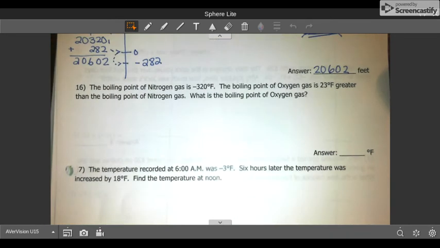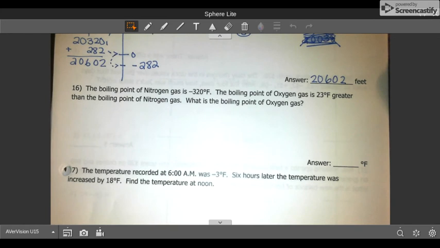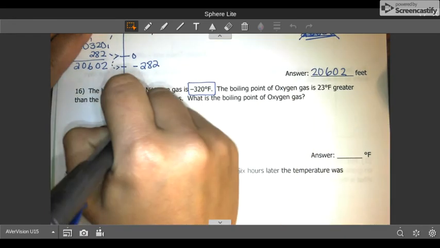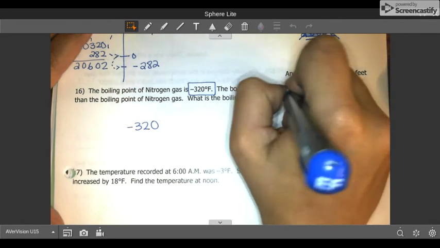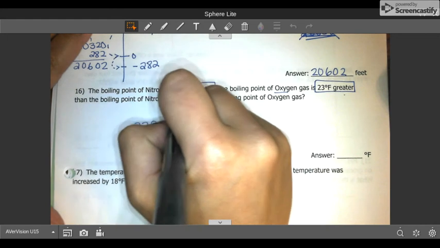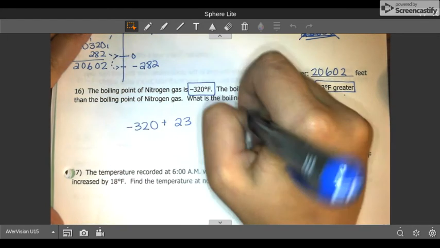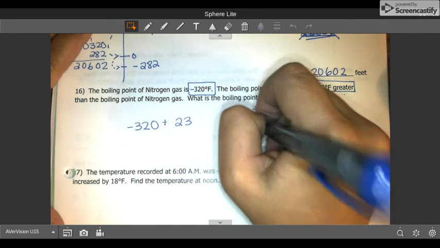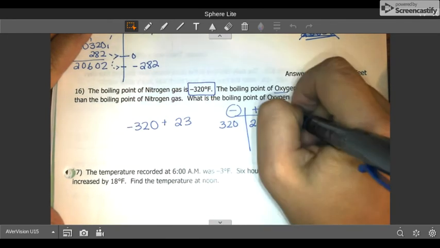Okay. The boiling point of nitrogen gas is negative 320 degrees Fahrenheit. The boiling point of oxygen gas is 23 degrees greater than the boiling point of nitrogen gas. What is the boiling point of oxygen gas? So we're going to start at nitrogen, which is negative 320. And oxygen is 23 degrees greater. Since it's greater, we're going to add 23. Let's make a scoreboard. Negatives win. By how much?